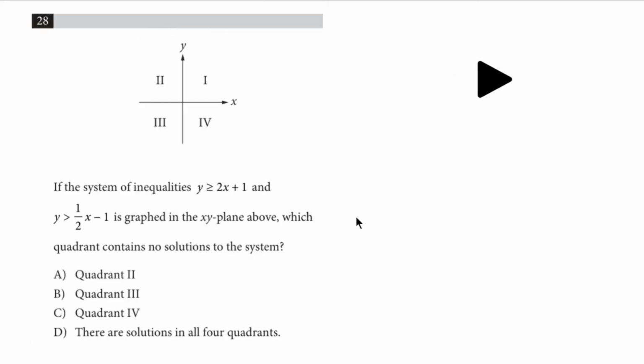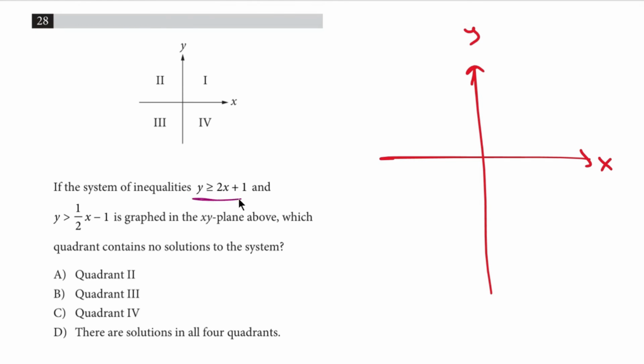If the system of inequalities y is larger than or equal to 2x plus 1 and y is larger than 1 over 2x minus 1 is graphed in the xy plane above, which quadrant contains no solutions to the system? Now let me redraw this xy plane right here. And let me first look at this inequality. It has a slope of 2 and a y-intercept of 1. So it's something like this, the equation of that line.